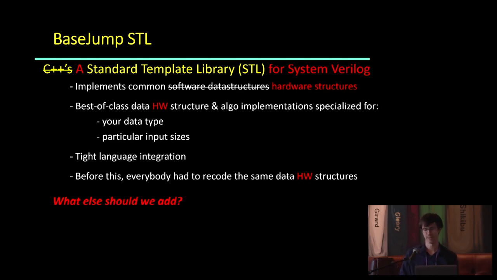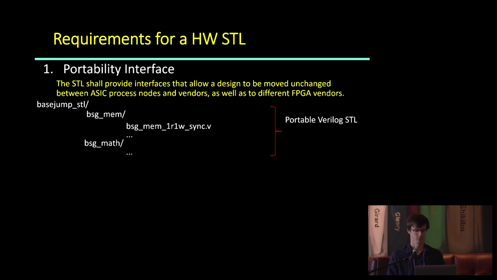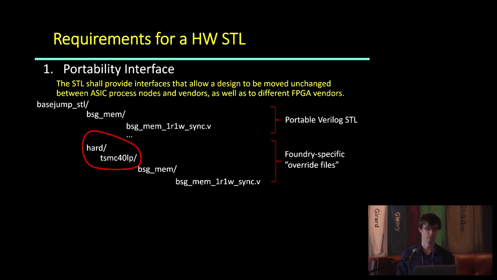So what do we need to make BaseJump STL successful? Number one is that this is a hardware STL. There are differences from a software STL. Just the interfaces alone are not enough. Since this is mapping to real hardware, you need to provide a portability interface that allows you to use this standard template library for both ASICs, FPGAs, whatever targets you have. And we use what we call in BaseJump the hard methodology for this.